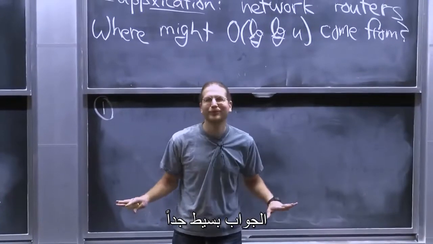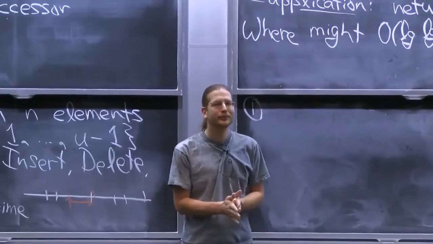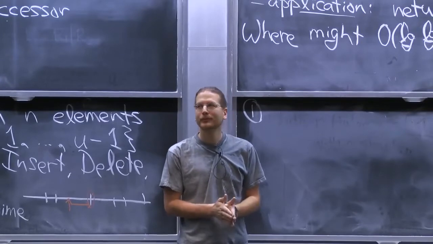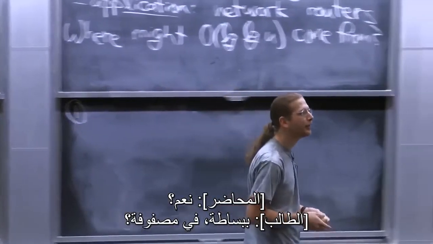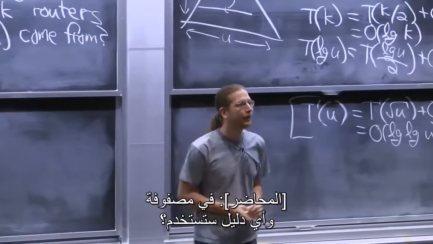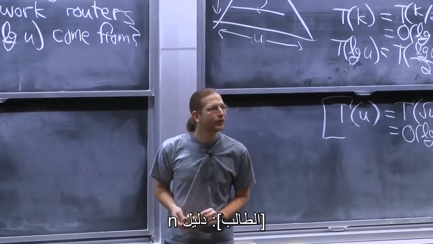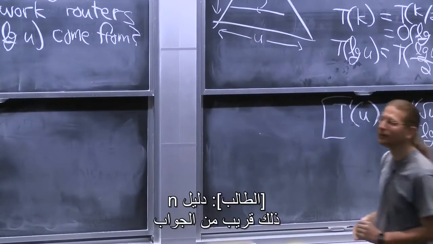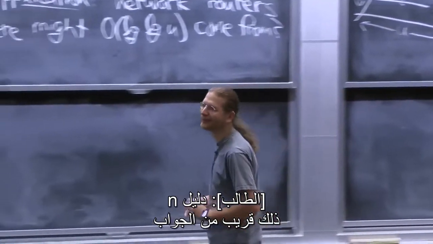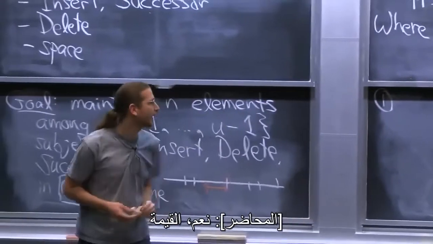Very simple. Yeah. Simply an array. What's the array indexed by? The index n. Sorry? By the index of n. The index of n. Close. Sorry? The value. The value, yeah.